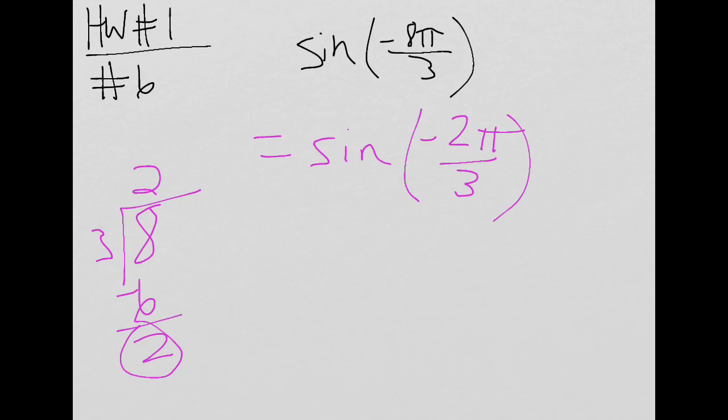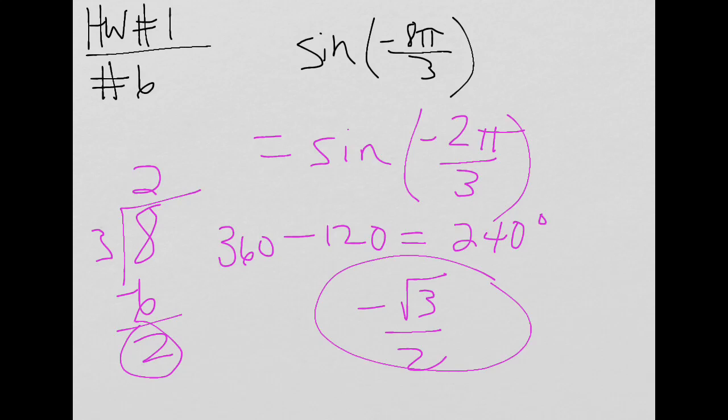So I find 2 pi over 3 on the unit circle, but it's negative, so I have to go backwards. Negative 2 pi over 3 is the same as negative 120 degrees. And negative 120 is 360 minus 120, which is 240. So I want to look at 240 degrees. What's the y value at 240 degrees? And it's negative root 3 over 2.